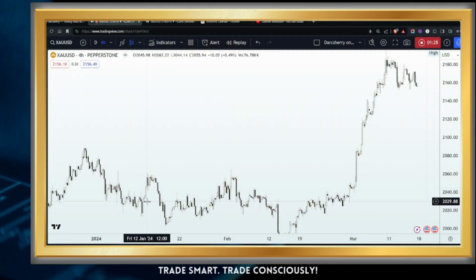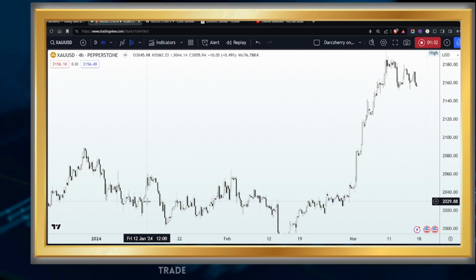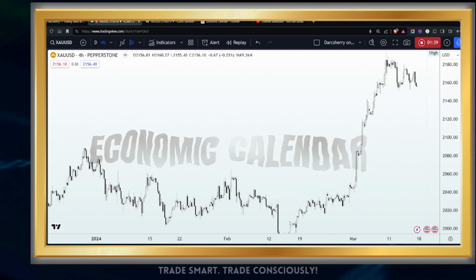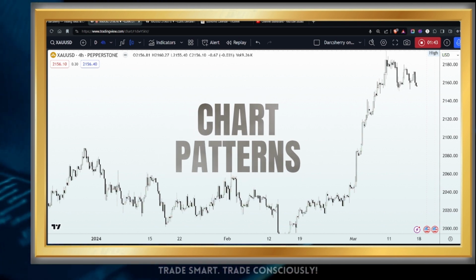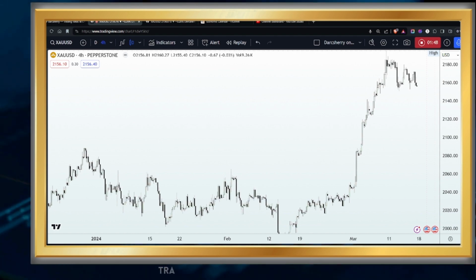As always, we will be examining the current market structure from both technical and fundamental perspectives, utilizing our basic tools such as the economic calendar, trend lines, key levels, and chart patterns to anticipate potential price movement in the week ahead.